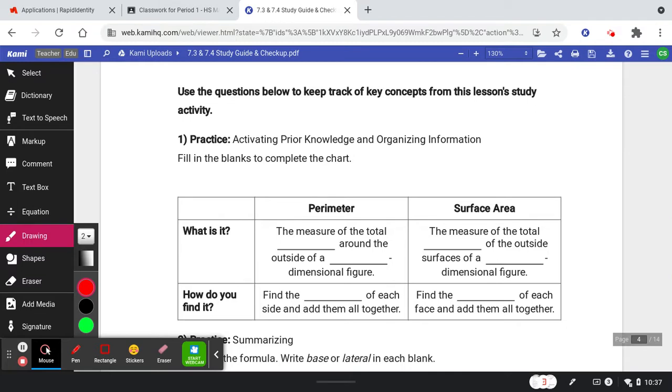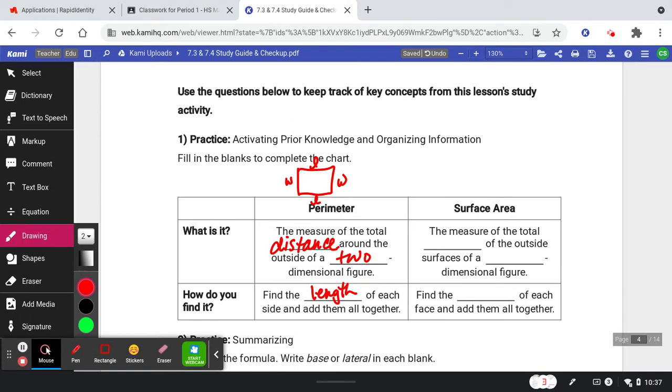So recall that perimeter is the measure of the total distance around the outside of a two-dimensional figure. So picture that you have a rectangle and you're adding up the width plus the length plus the width plus the length. You're adding that up, the distance around. In order for us to find that, we just find the length of each side and then add them all together. Well, surface area has some similarities.